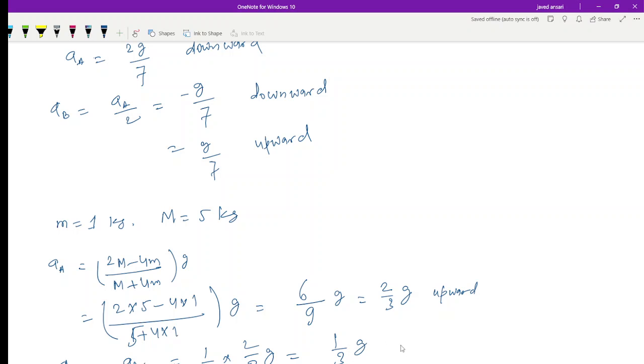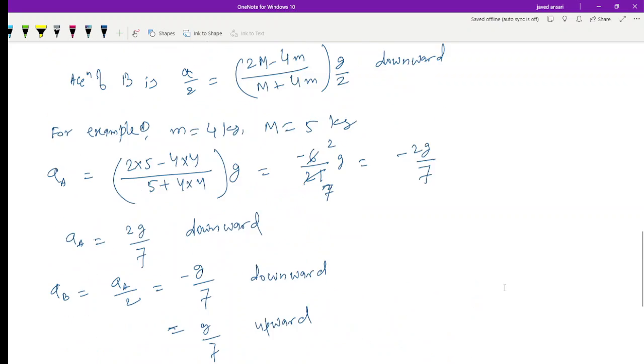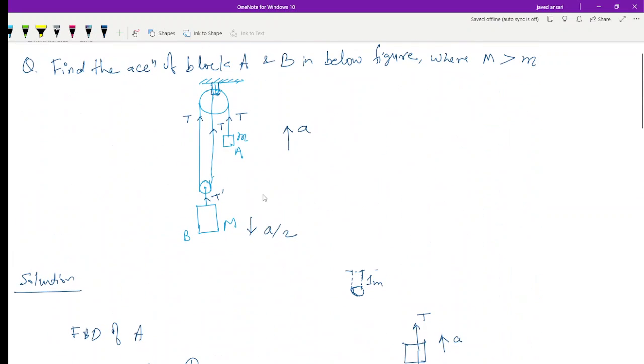And our assumption was downward, right? So it will remain downward because it's coming as positive. So our assumption was right. What you are learning here is that it depends on the masses. If this becomes too heavy, then this will start moving downward. And if this becomes almost equal to this m or a little less than this m, then this will start moving upward, and then this will start moving downward.